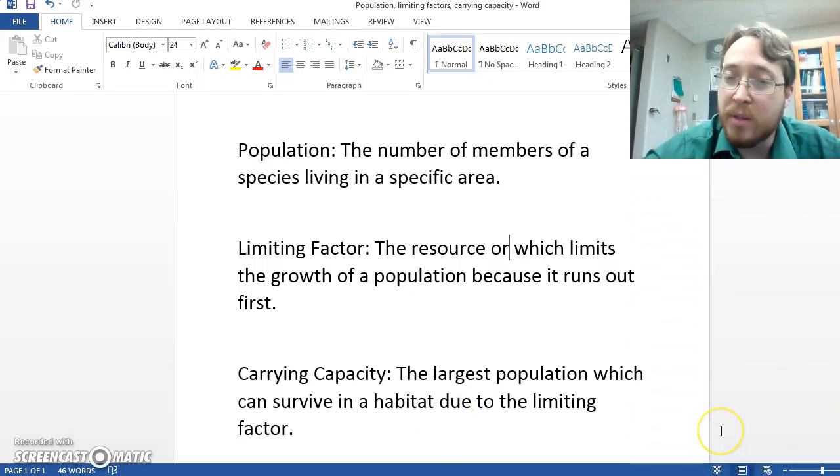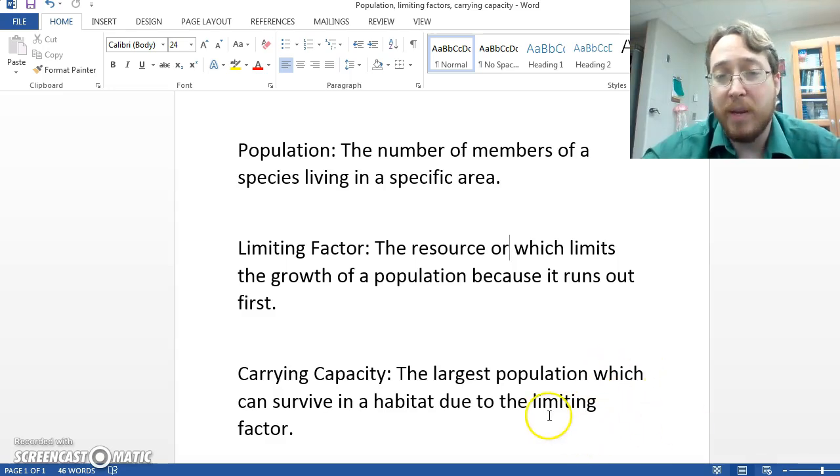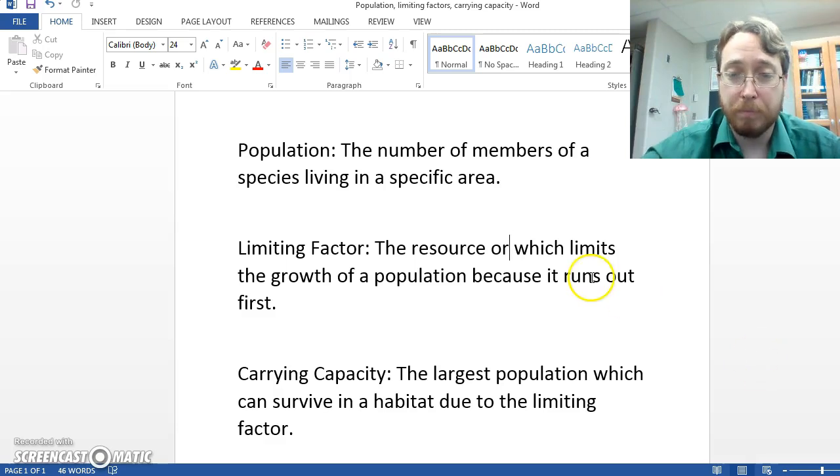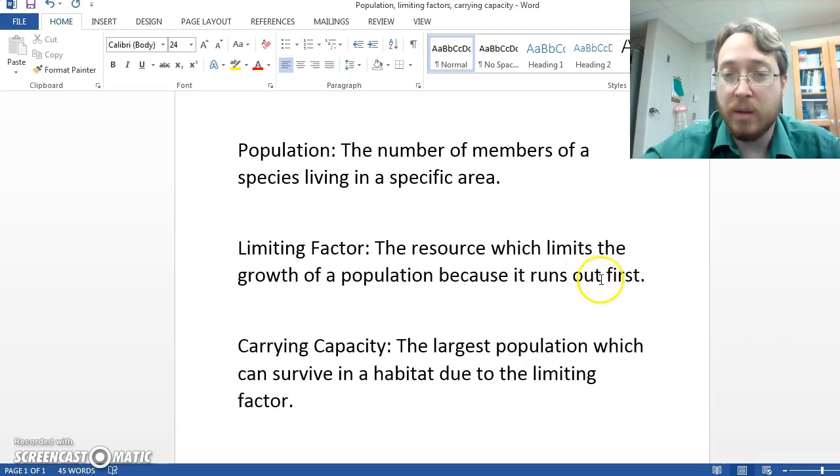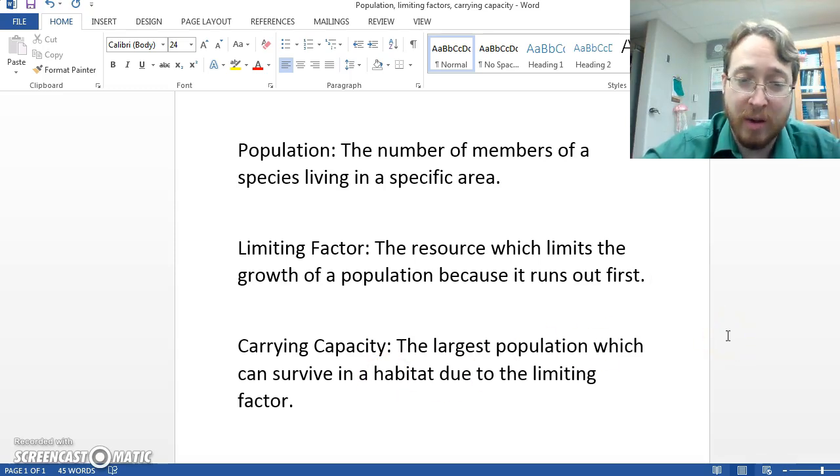The population is the number of members of a specific species living in a specific area. The limiting factor is the resource which limits the growth of a population because it runs out first. And the carrying capacity is the largest population that can survive in a habitat due to the limiting factor.